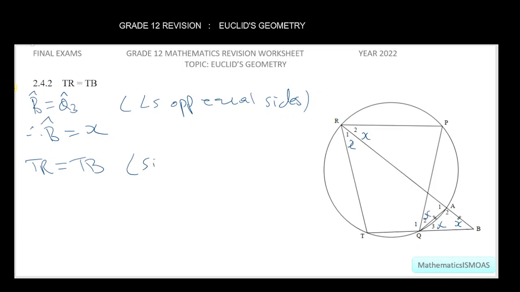Therefore, we are saying sides opposite equal angles. These are sides that are opposite equal angles. Therefore, we have proved that side TR, line segment TR, is equal to TB.